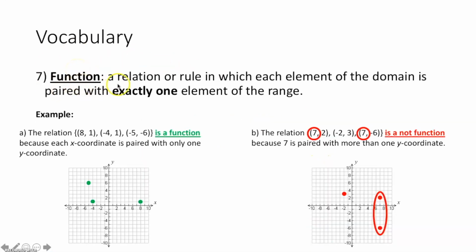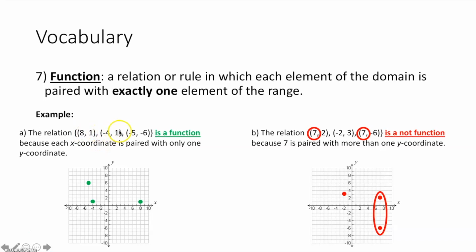Now, a function is going to be a relation or a rule in which each element of the domain is paired with exactly one element of the range. Now, if we look at these examples down here, the first one says the relation (8, 1), (-4, 1), and (-5, -6) is a function because each x coordinate is paired with only one y coordinate.